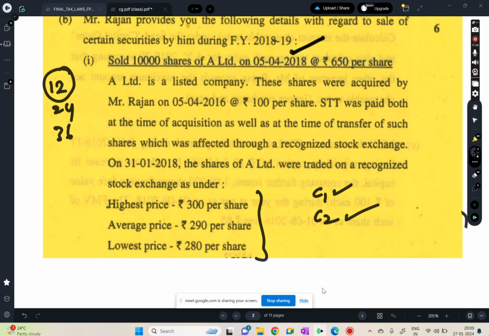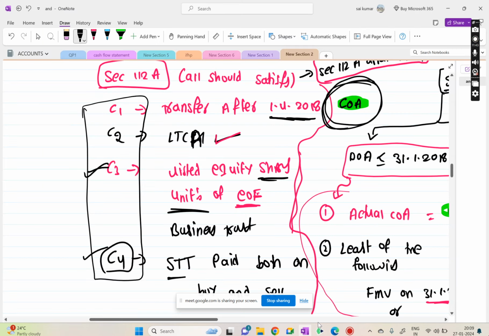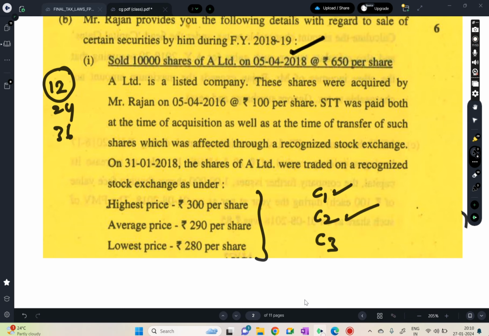Satisfied, good. Condition 2, it is a long term capital asset. Condition 3, what is condition 3? It should be a listed equity share or units of equity oriented fund or business trust. In this case it is a listed equity share. Okay, then STT paid both on buy and sell. Yes, they have mentioned in the question, it is paid at acquisition as well as at the time of transfer. So all the conditions are satisfied, so 112A is applicable.